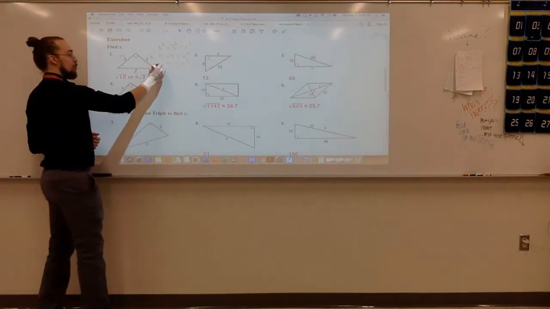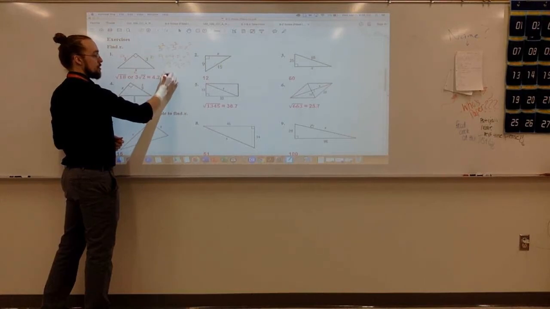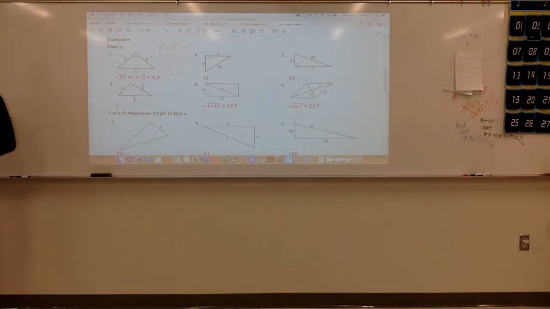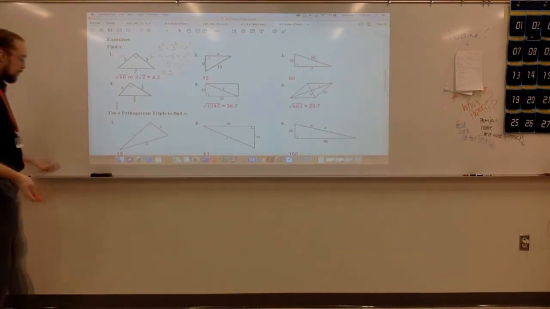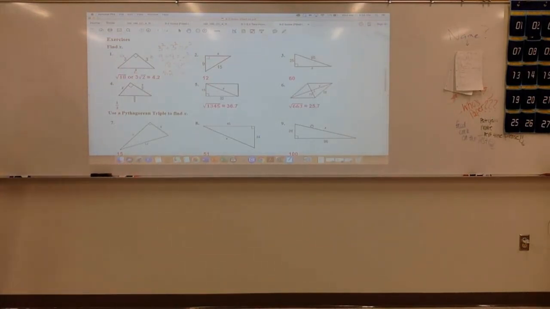And take the square root of both sides. The square root of 18 is about 4.24. It didn't specify what to round to in this problem, so if you had 4.24 or 4.2, those would both be all right. Other questions on these? We're going to talk about 7, 8, and 9 soon. No other questions on 1 through 6?